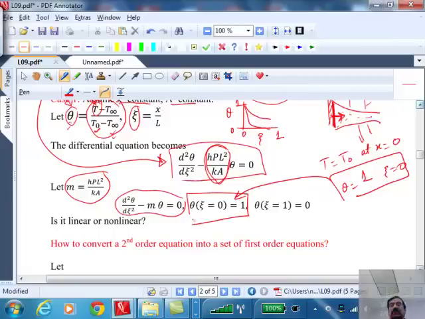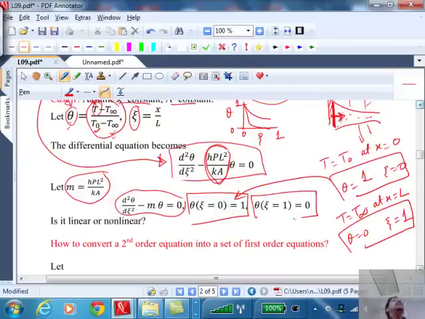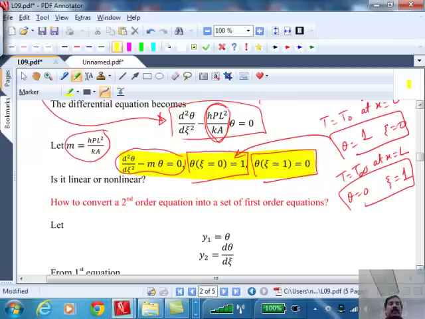The second boundary condition, one of the possibilities, was T equal to T infinity at x equal to L. When you put T equal to T infinity, theta is 0. And psi will be 1. So our reformulated problem in terms of dimensionless variables is this equation, subject to these boundary conditions. Question: is it linear or nonlinear? Of course, it remains linear because we already saw that it was linear. Any questions?